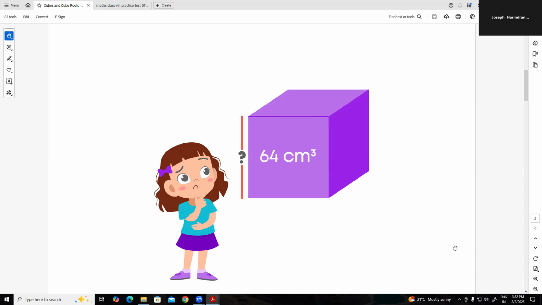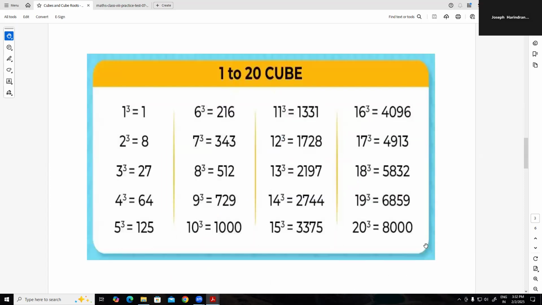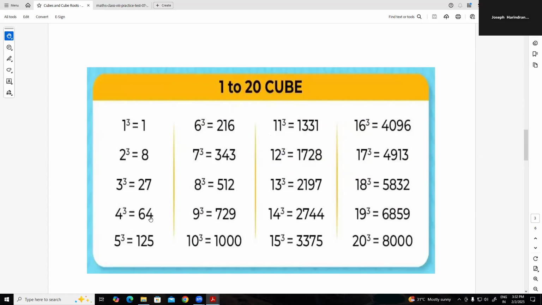Let us see what the cube root of 64 is from the table here. We have the table here. The cube root of 64 is 4, because 4 cubed is 64. Hence, the cube root of 64 is 4. Here is a table of the cubes of 1 to 20.